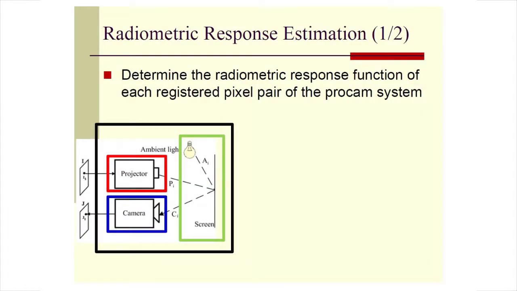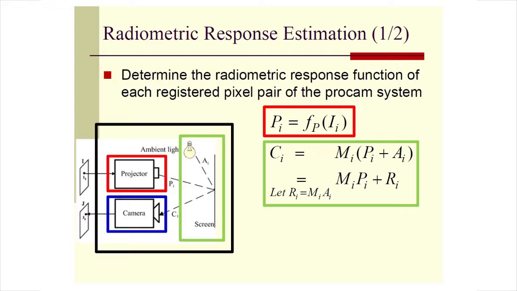Okay? The second step of a ProCam is to determine the radiometric response function of the projection surface and also of the projector and camera. Okay? So first, for the projector, you try to relate its output pixel with its input pixel, and let's call that function FP. By the way, this is the only slide I have equations. And then for the projection surface, you also want to determine its radiometric response function, okay? And then now you have light shining from the projector, and that combined with the ambient light, we call it A, and then that's the input to the projection surface, I'm sorry, and the reflected light is C. So that function determines the input-output relationship of the projection surface.